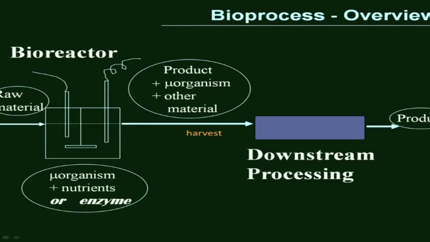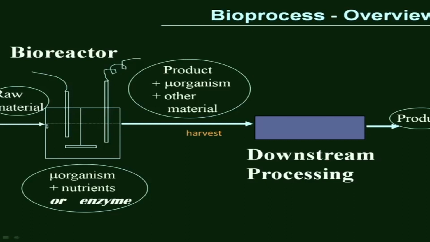This is an overview of the bioprocess. The bioprocess has two major aspects. One is the bioreactor aspect, which is also called the upstream aspect, and a huge aspect here called the downstream processing aspect. The bioreactor is represented here by this. We will see this in detail later. The raw material, for example, it could be the milk in the case of curd.